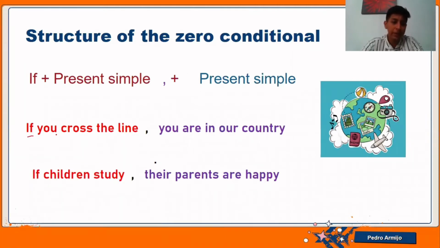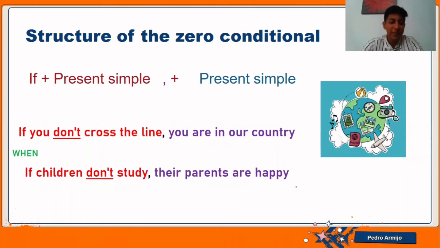For example, if you cross the line, comma, you are in our country. Here, if is the conditional, you cross the line is present simple, and you are in our country is present simple. Another example is, if children study, comma, their parents are happy.